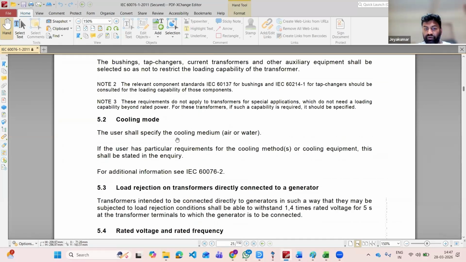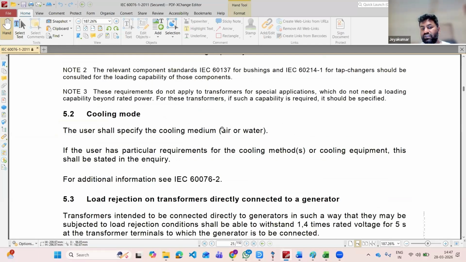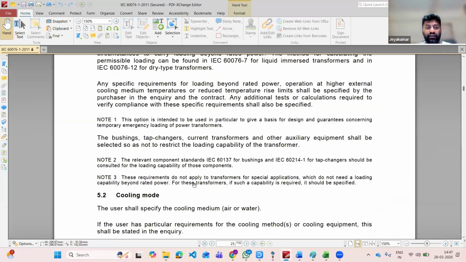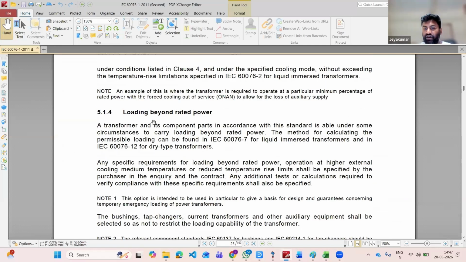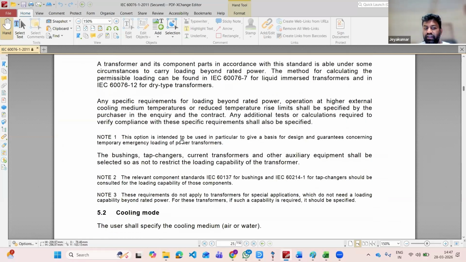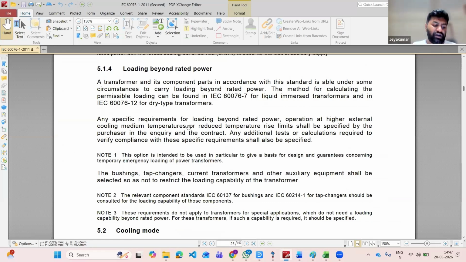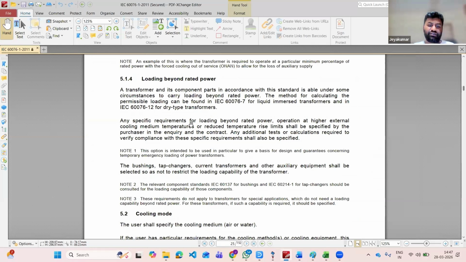Then cooling mode. We'll talk about cooling mode. There are two things. One is air or water, that we'll talk about. Then loading beyond rated power. You don't need to worry about that actually. Generally, we don't do it, and we'll never allow a transformer to go beyond rated power.